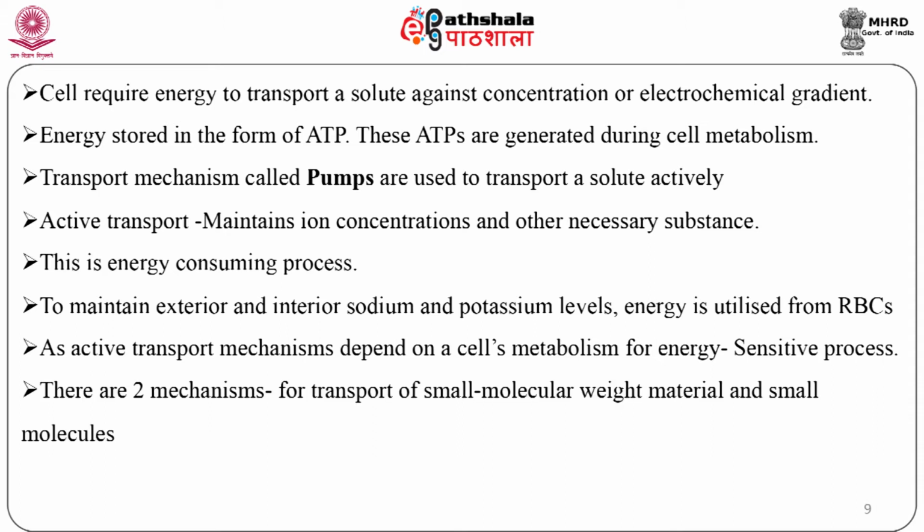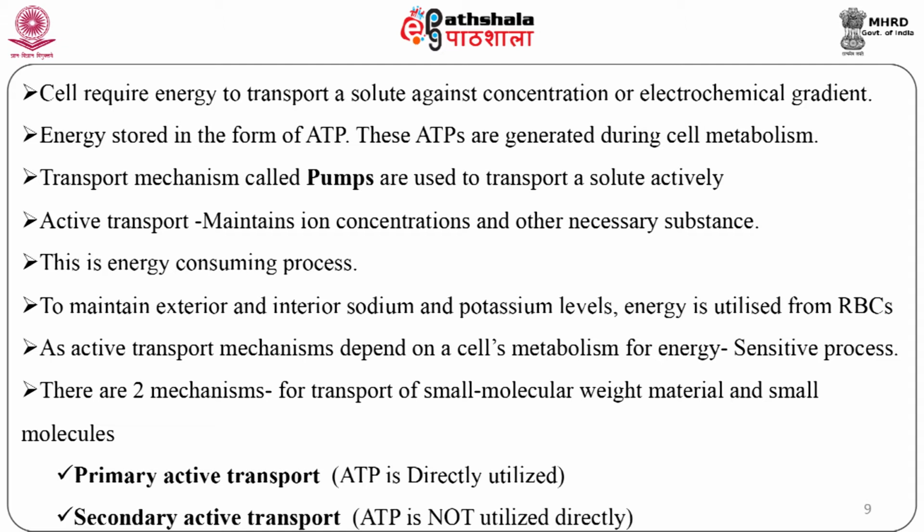There exist two mechanisms for the transport of small molecular weight material and small molecules. First is primary active transport, which moves ions across a membrane and creates a difference in charges across the membrane. This is directly dependent on ATP. And second is secondary active transport, which describes the movement of material that is due to the electrochemical gradient established by primary active transport that does not utilize energy directly.